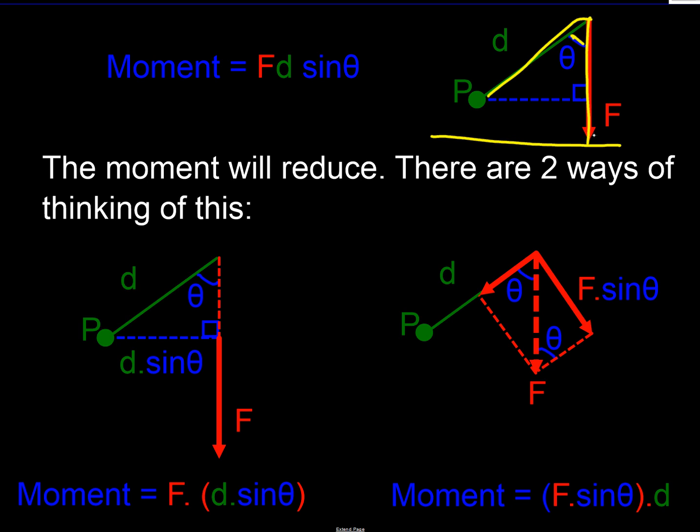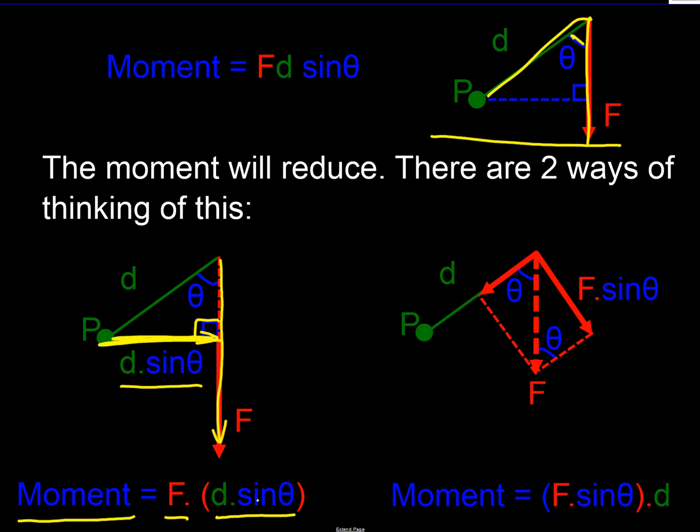And there's two ways of thinking about this. First one, I've drawn this diagram on the left hand side where I've still got the force pointing down. What I've done is draw this perpendicular line across here with a right angle, because what I can see is that this force is effectively acting at a reduced lever arm, and that reduced lever arm is going to be d sine theta. So one way of thinking about it is that the moment is the full force multiplied by a reduced lever arm d sine theta.